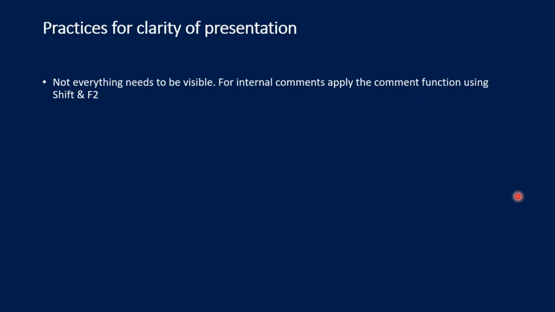Last but not least, of course, not everything needs to be visible. For internal comments, you can use the comment function and give a cell a comment. You can do that by pressing Shift and F2. That will open up a new comment box and you can comment anything you need for internal purposes, and that does not need to be shown on the printout.